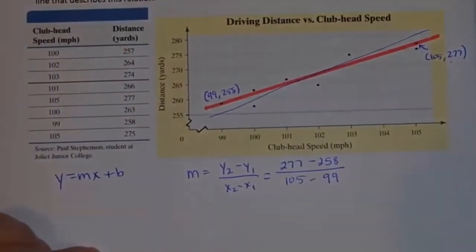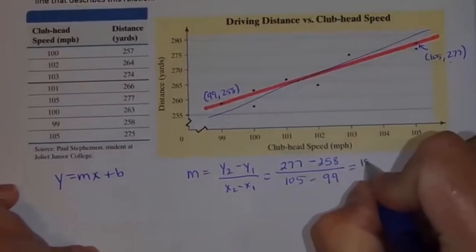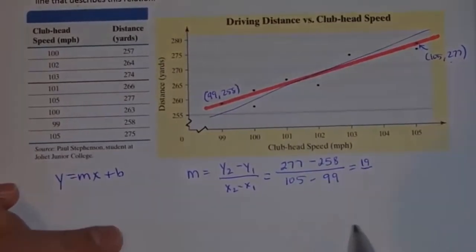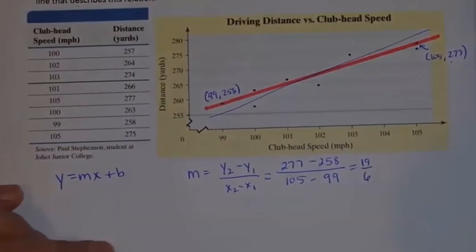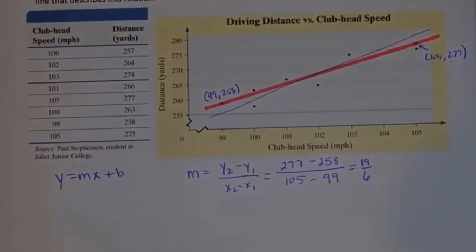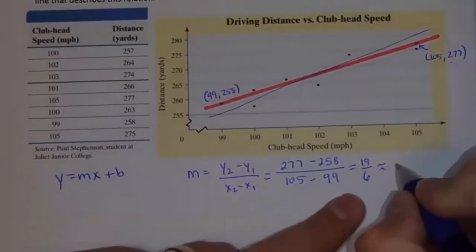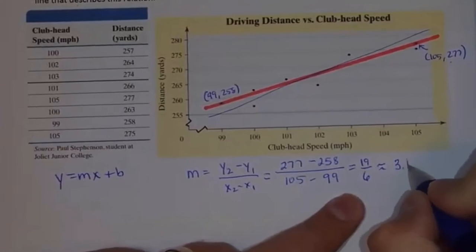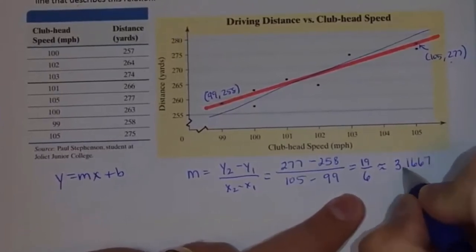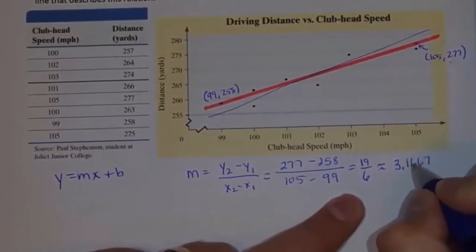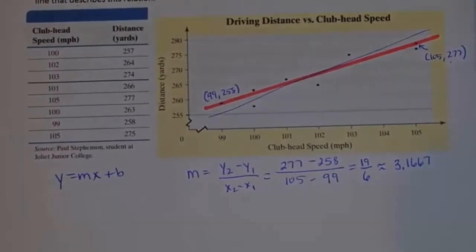Now, if I take 277 minus 258, that is 19. And 105 minus 99 is 6. So I have a slope of 19 over 6. Now, 19 divided by 6, that would be approximately 3.1667. In statistics, usually we will write our slope in decimal form rather than fraction form like we do in college algebra.